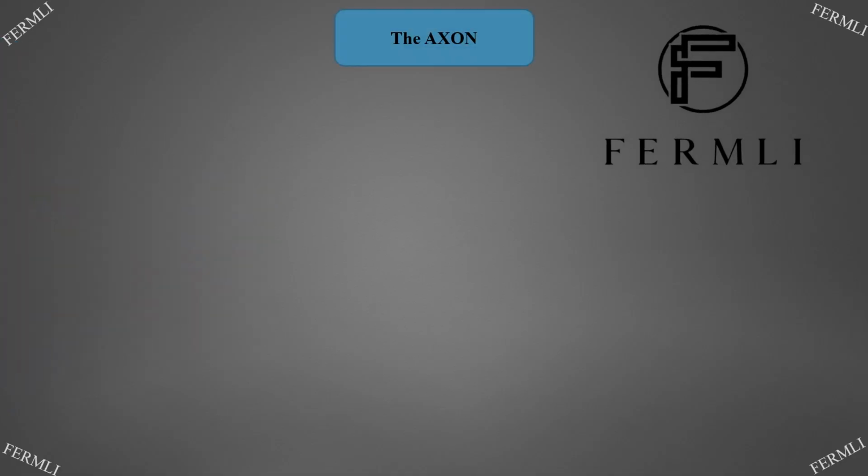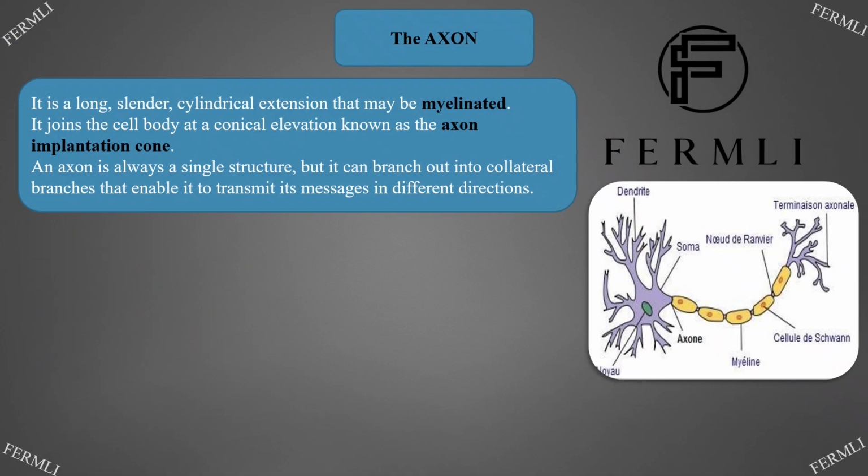The axon. It is a long, slender, cylindrical extension that may be myelinated. It joins the cell body at a conical elevation known as the axon implantation cone. An axon is always a single structure, but it can branch out into collateral branches that enable it to transmit its messages in different directions.